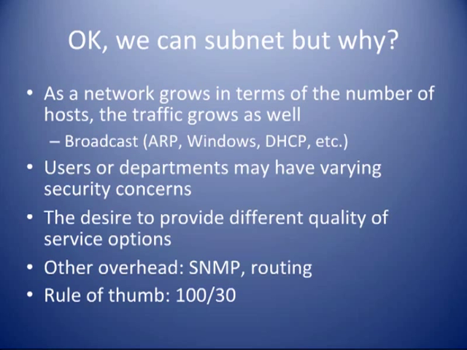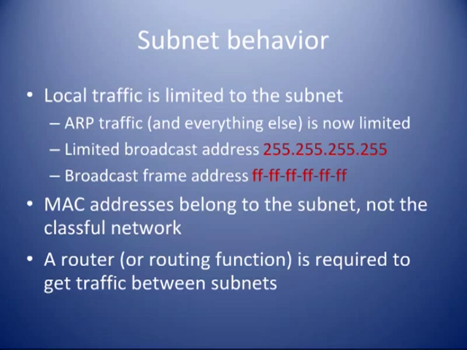All right, so back to our subnet behavior. Local traffic is limited to the subnet. Now, what local traffic means is, as I pointed out earlier, we have two flavors of a broadcast message. One is a directed broadcast at a particular subnet, and that would be the network ID, 129.21.255.255, and then we have what we call the limited broadcast, which is all 255s. All 255s is limited to that particular subnet, and these are usually married with that broadcast frame address.